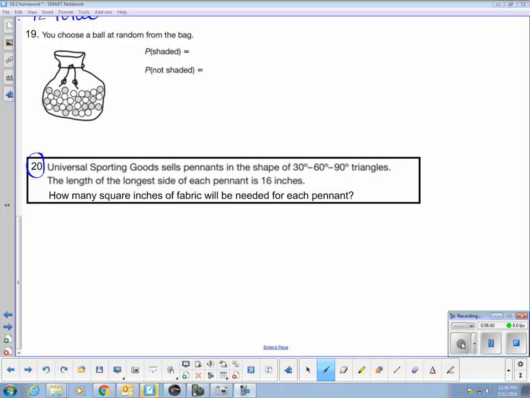Number 20 is a review question from geometry in the first semester. And what we're looking at is a 30, 60, 90 triangle, which is in the shape of a pennant. And the longest side of the pennant is 16 inches, so the longest side would be my hypotenuse. Question is how many square inches of fabric is needed for each pennant? So what we're looking to find is the area.